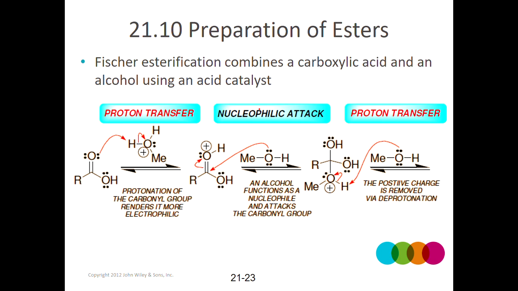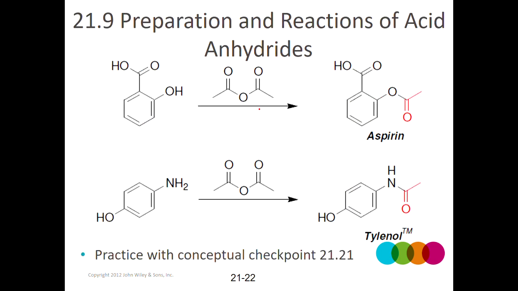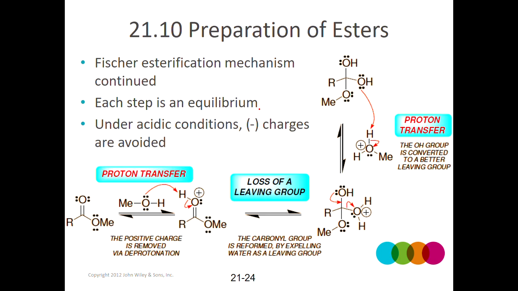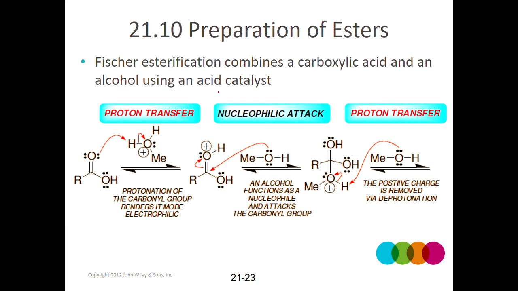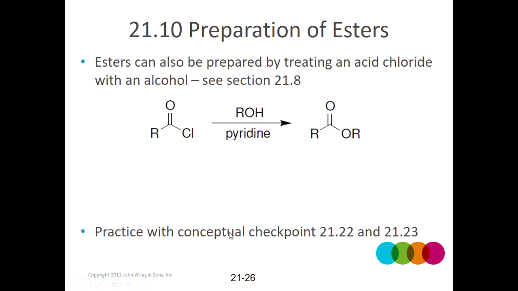So we were saying on this slide there are two ways to make an ester. One is with an acid catalyst, and two is with an alcohol and pyridine from an acid chloride. We already talked about that a little bit, but here's another generic example of that.